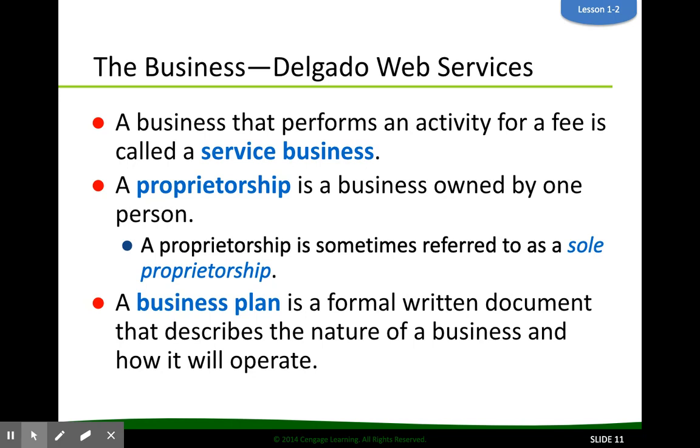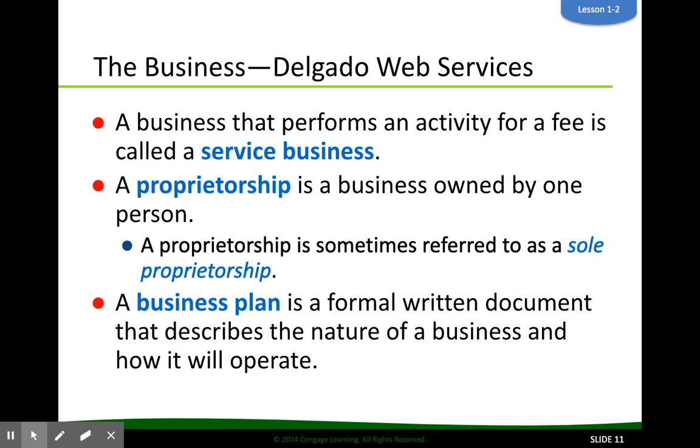So it's first important to note that Delgado Web Services is the company that we'll use for all of our examples this semester. So they are a service business. That means that they perform a service for a fee rather than sell a product, for instance. Some examples of service businesses that you could get on your note guide would be lawn care, a hair salon, a car wash. Those would all be examples of service businesses.